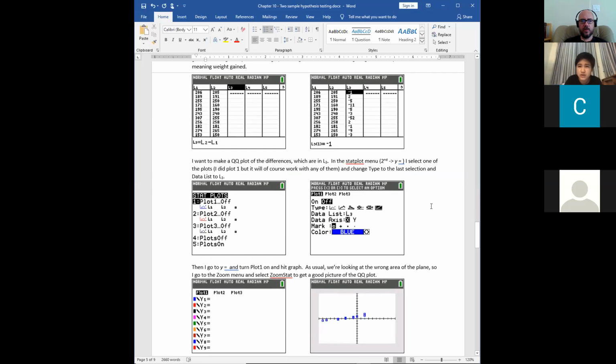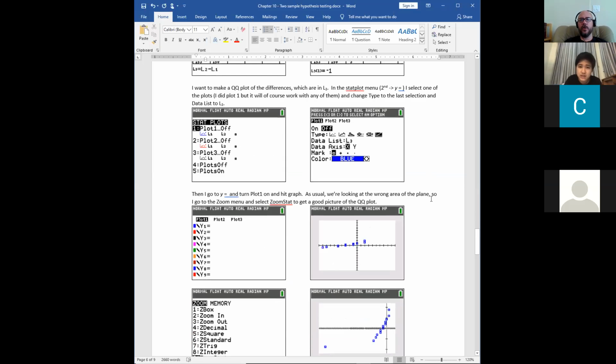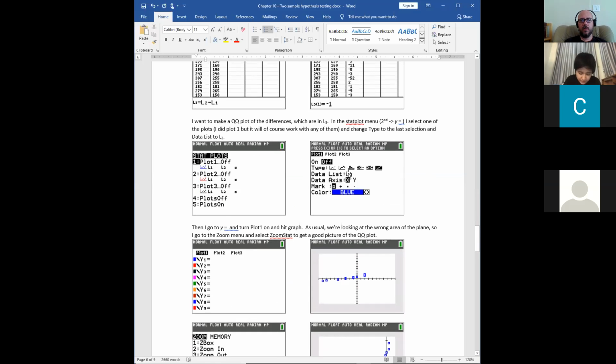How do you make a QQ plot? Is it the same thing? Yeah, it's the same thing as we did for ANOVA. This shows you how to do that here. Do we do the QQ plot with L1, L2, or L3? L3, so I want to make a QQ plot of the differences.